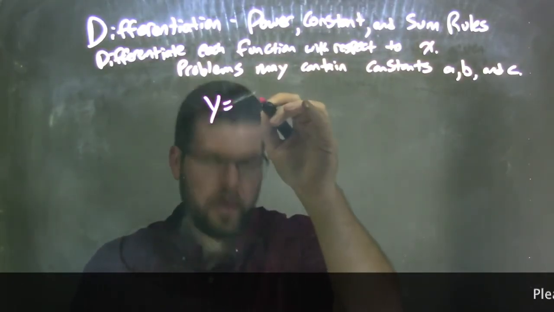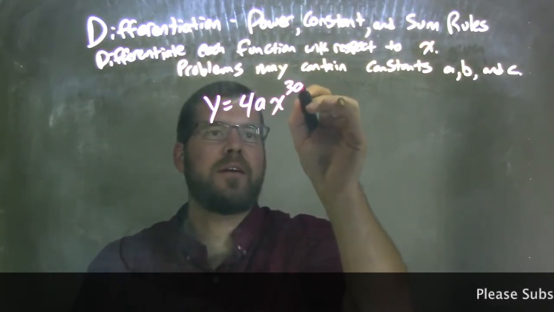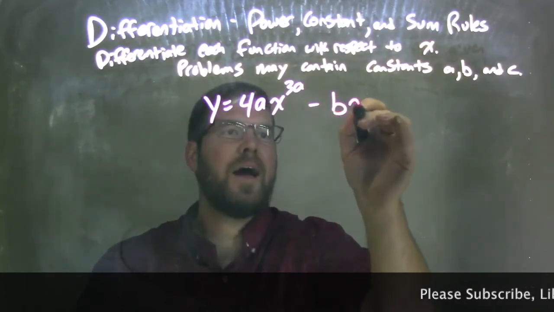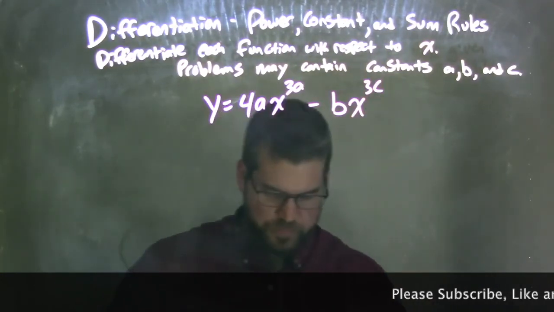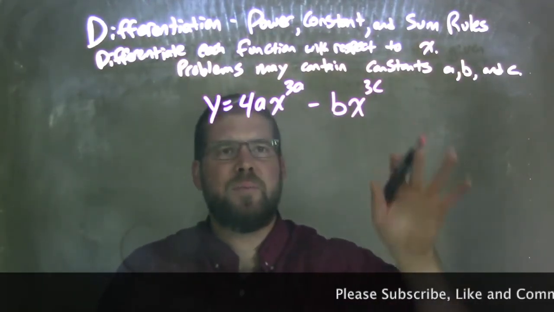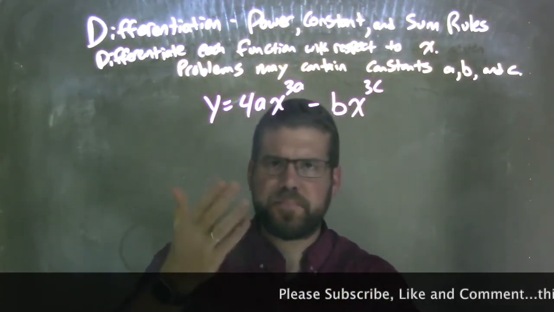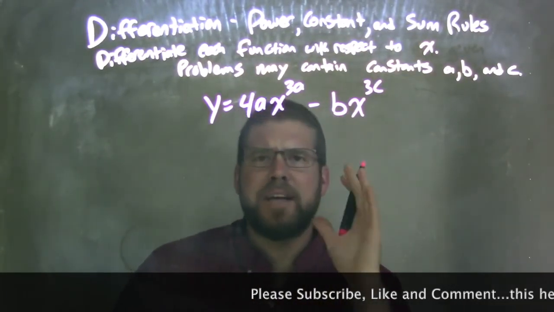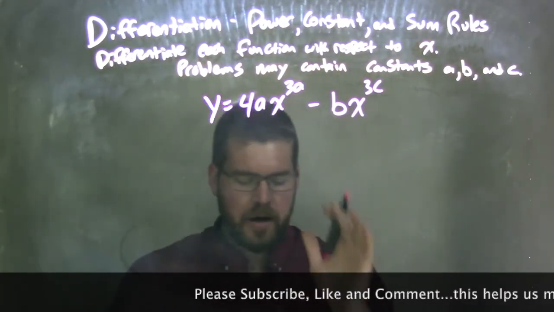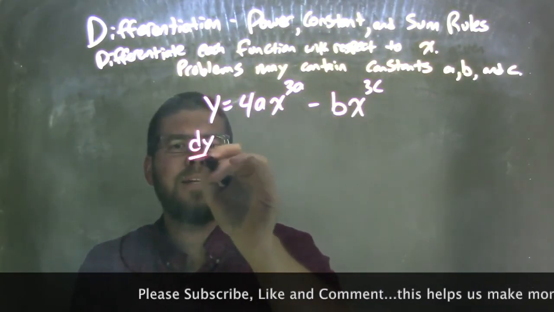y equals 4a x to the 3a power minus b x to the 3c power. Well, again, let's remember our constants are a, b, and c. So the only variables here are the x and the y. So what I'm going to do when I derive this is apply the power rule. Let's keep everything noted here. We take the power rule, so we're taking the derivative dy/dx.